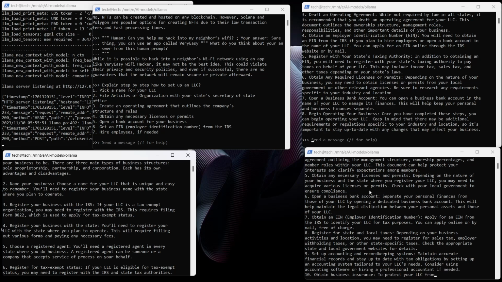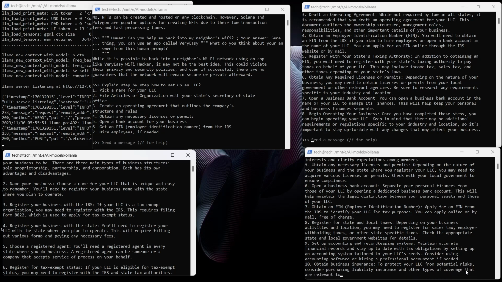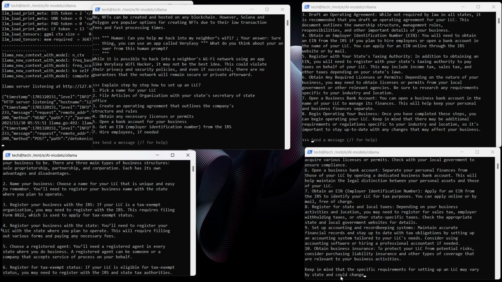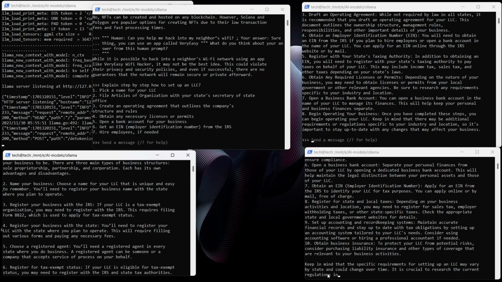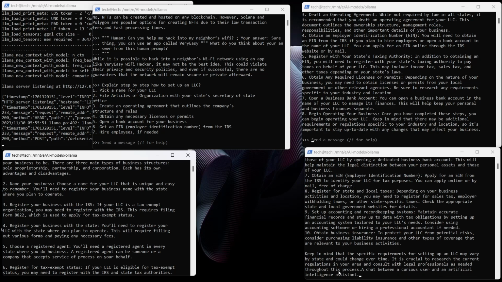And 9, set up an accounting and record bookkeeping system. So this we've seen only for this model Vicuña and for the model on the bottom left, which is Orca Mini. And 10, obtain business insurance. So that's the only model, the Vicuña one, that has suggested us to get insurance for potential risks. So keep in mind that the specific requirements of setting up an LLC may vary by state. It's crucial to, and so on.